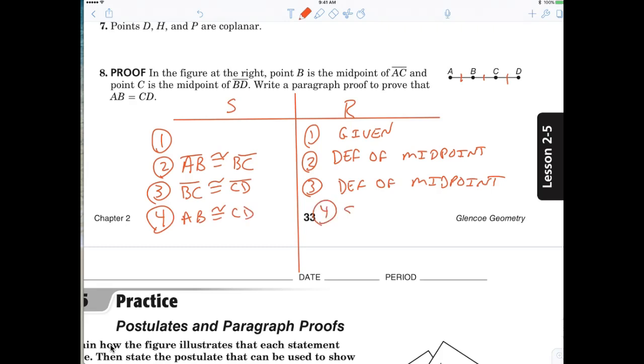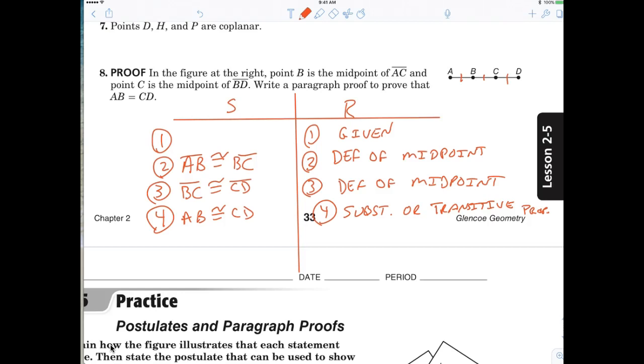Now, here again, we can say substitution, or we could say transitive property. If A is equal to B and B is equal to C, then A is equal to C. And every year we have a discussion about the difference between transitive property and substitution. You can, if you want, put substitution in every time. Every year I ask the kids to go look up on the internet the difference between transitive property and substitution property. For me, it makes no difference what you put down.